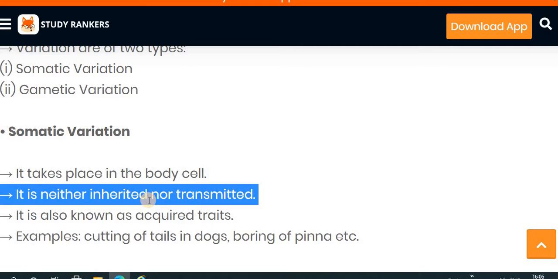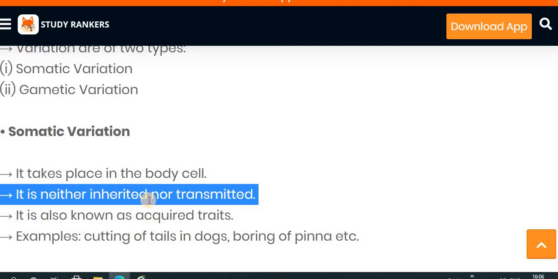Acquired traits means whatever changes occur in the body after birth. For example, if you cut the tail of a dog, that change occurs after birth. That kind of change or variation we can consider a somatic variation.